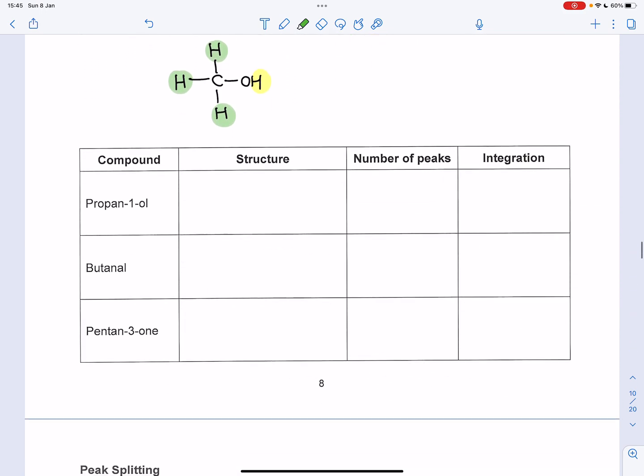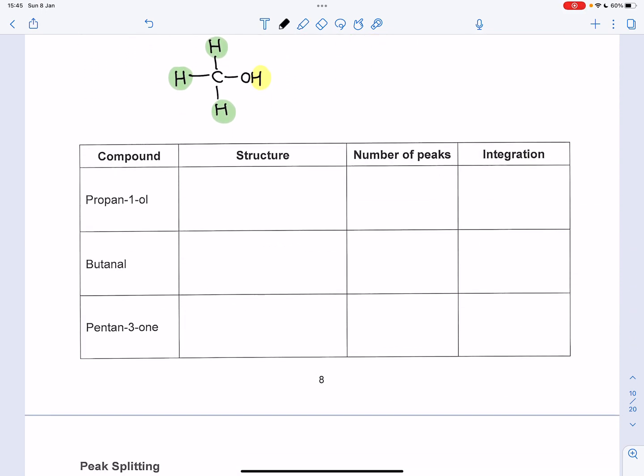So we're just going to practice that a little bit. Let's draw some structures out. Propan-1-ol. So we're going to go prop, 1, 2, 3, an, single bonds. On number 1, put an OH. Then make sure that every carbon's got 4 bonds. And then let's have a look at what we think we've got.